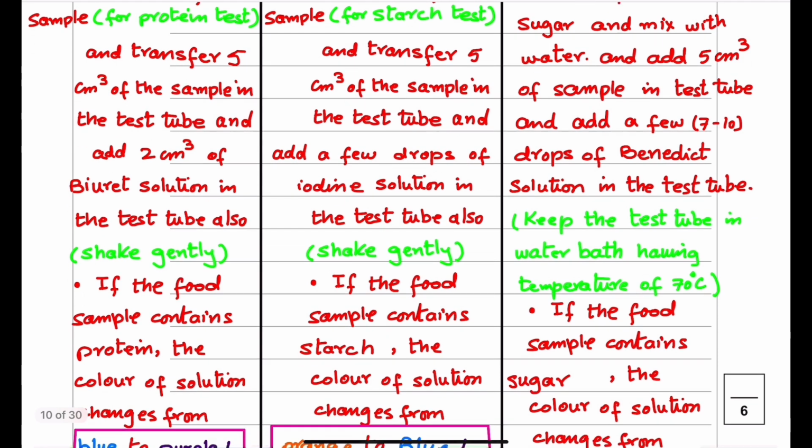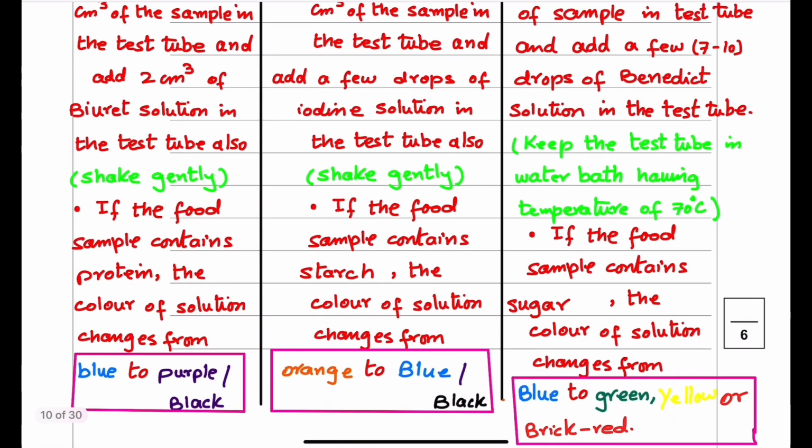If the food contains protein, the student will observe a change of color. If the color of the solution changes from blue to purple or black, it indicates that protein was present in the food sample. The student will get 1 mark for mentioning the process and 1 mark for mentioning the color.